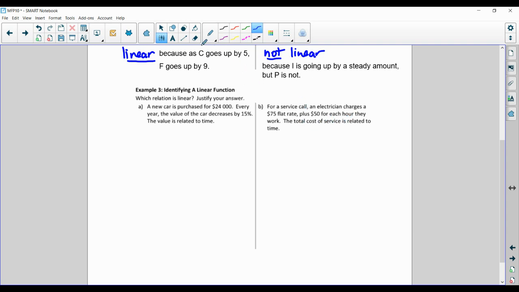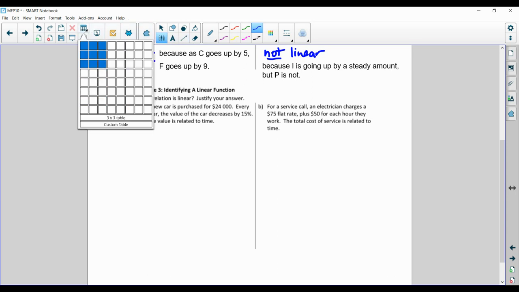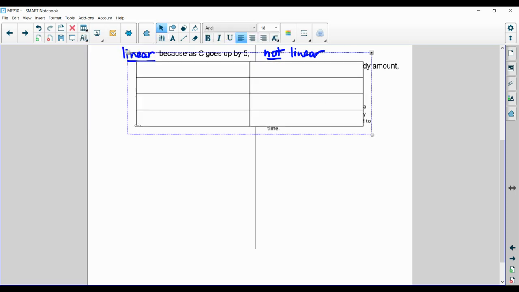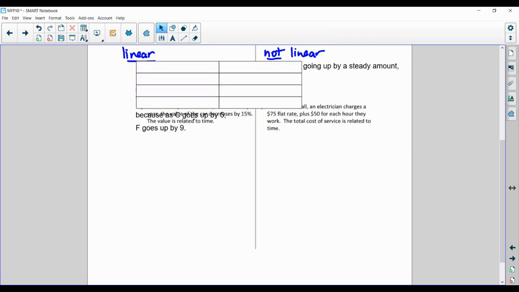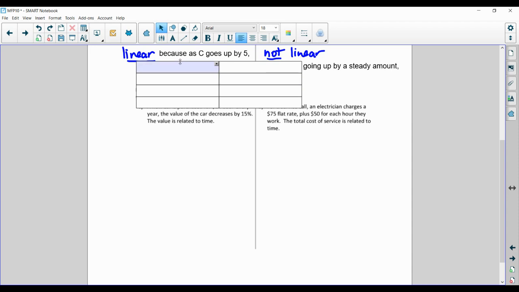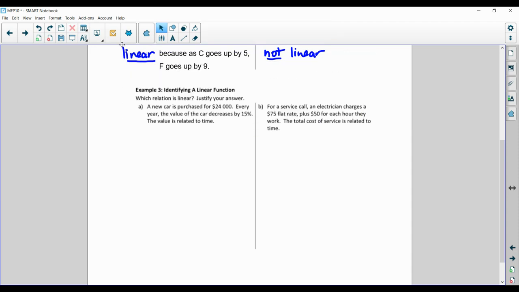So what I'm going to do is create a table here. And we're going to go 4 by 4. Sorry, 2 by 4. And oops. Let's try that again.